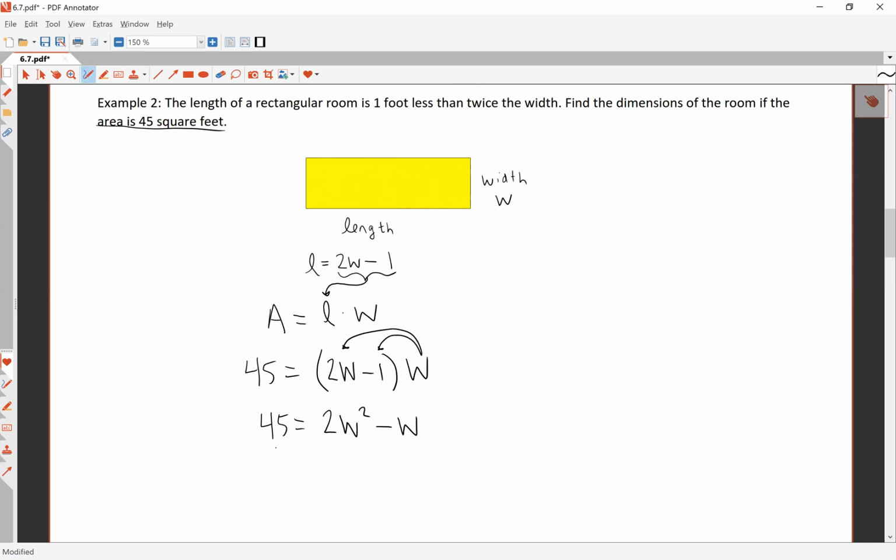We solve this by getting 0 on one side. We achieve that by subtracting 45 from both sides.